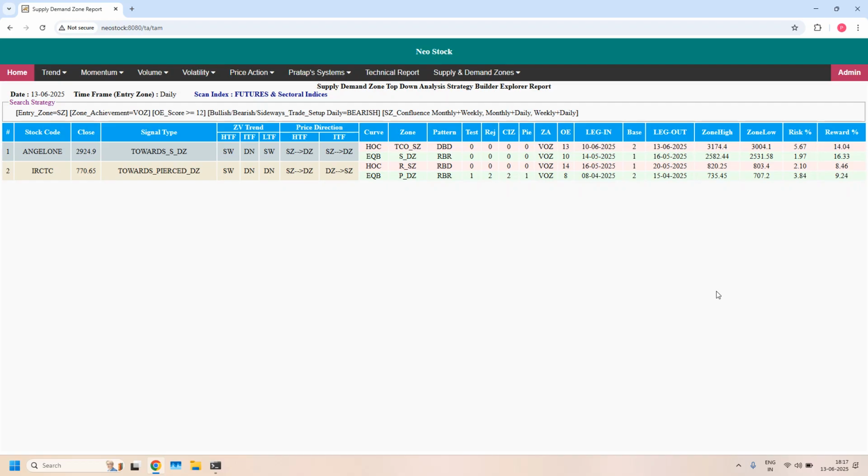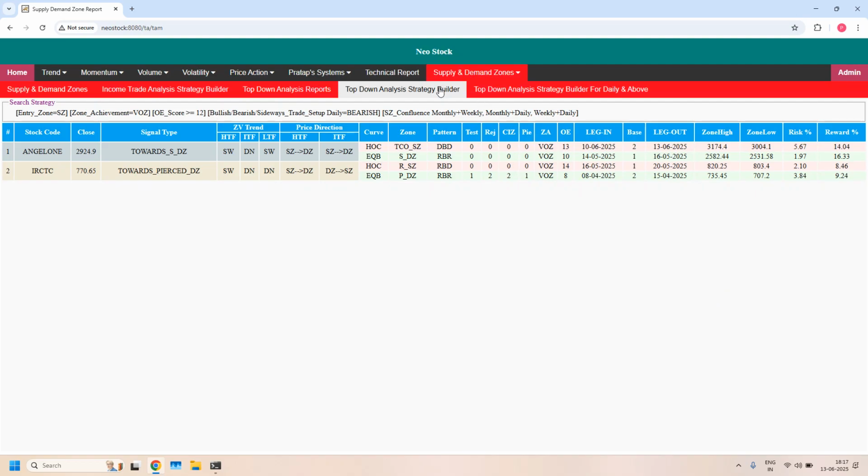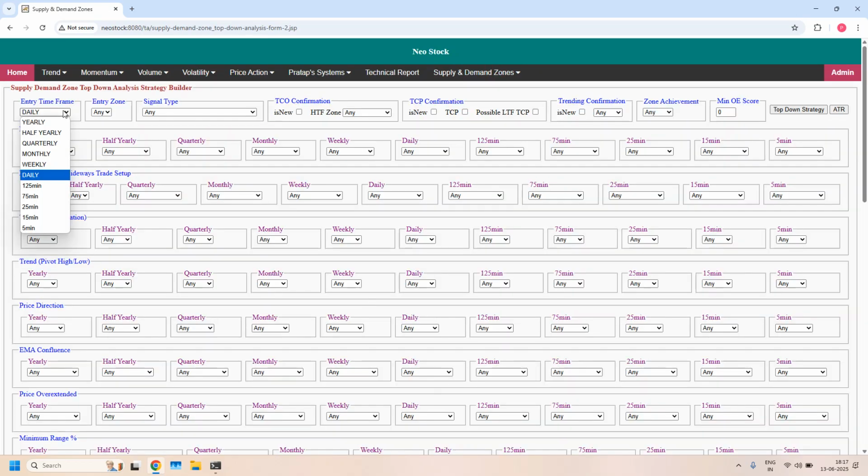Next we will generate weekly income trade reports. The weekly income trade entry time frame is 75 minutes. So the entry zone is demand zone. Bullish or bearish or sideways at the 75 minutes time frame, I am selecting sideways long. Zone achievement violated opposing zone. Minimum odd enhancer score 11. And also the 75 minutes demand zone should not be pierced.